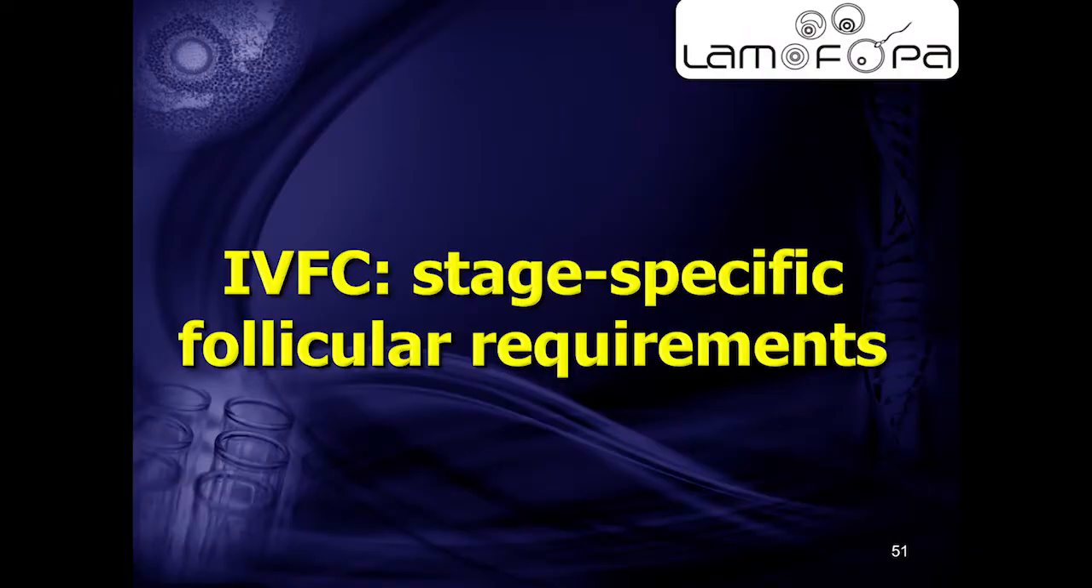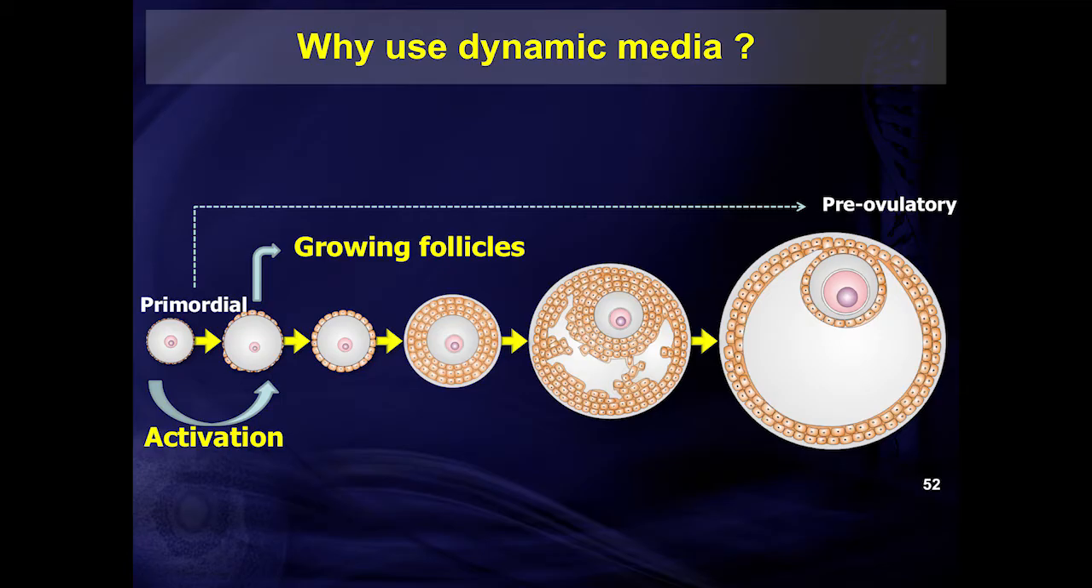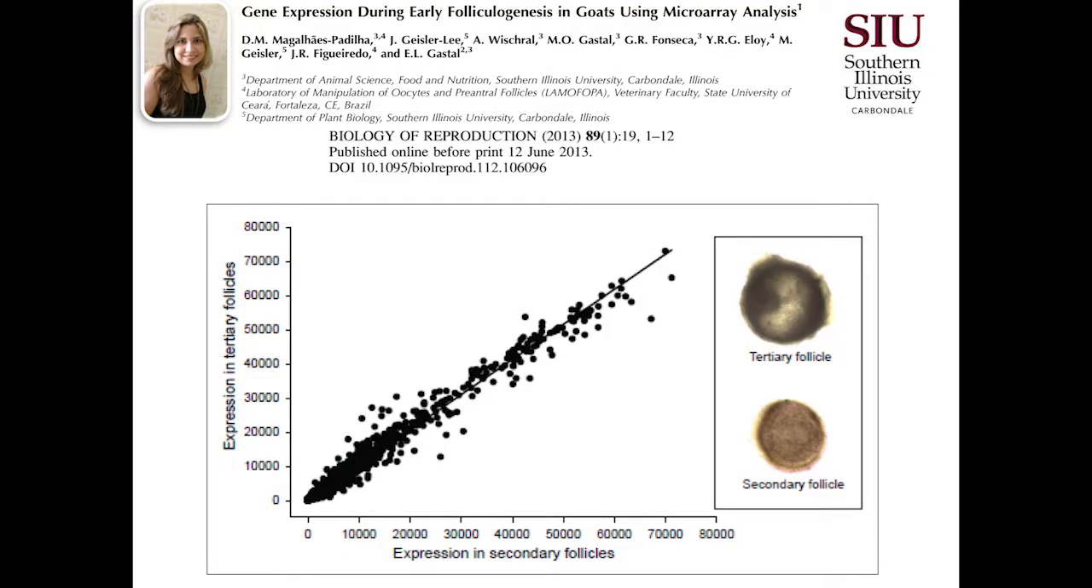Now, I'm going to show you some results related to stage-specific follicular requirements. I do believe that follicular requirements change as the follicle develops from primordial to pre-ovulatory follicles. To confirm this statement, in collaboration with Dr. Gastal of Southern Illinois University, we investigated gene expression in late secondary follicles and early tertiary follicles in goats using microarray analysis.